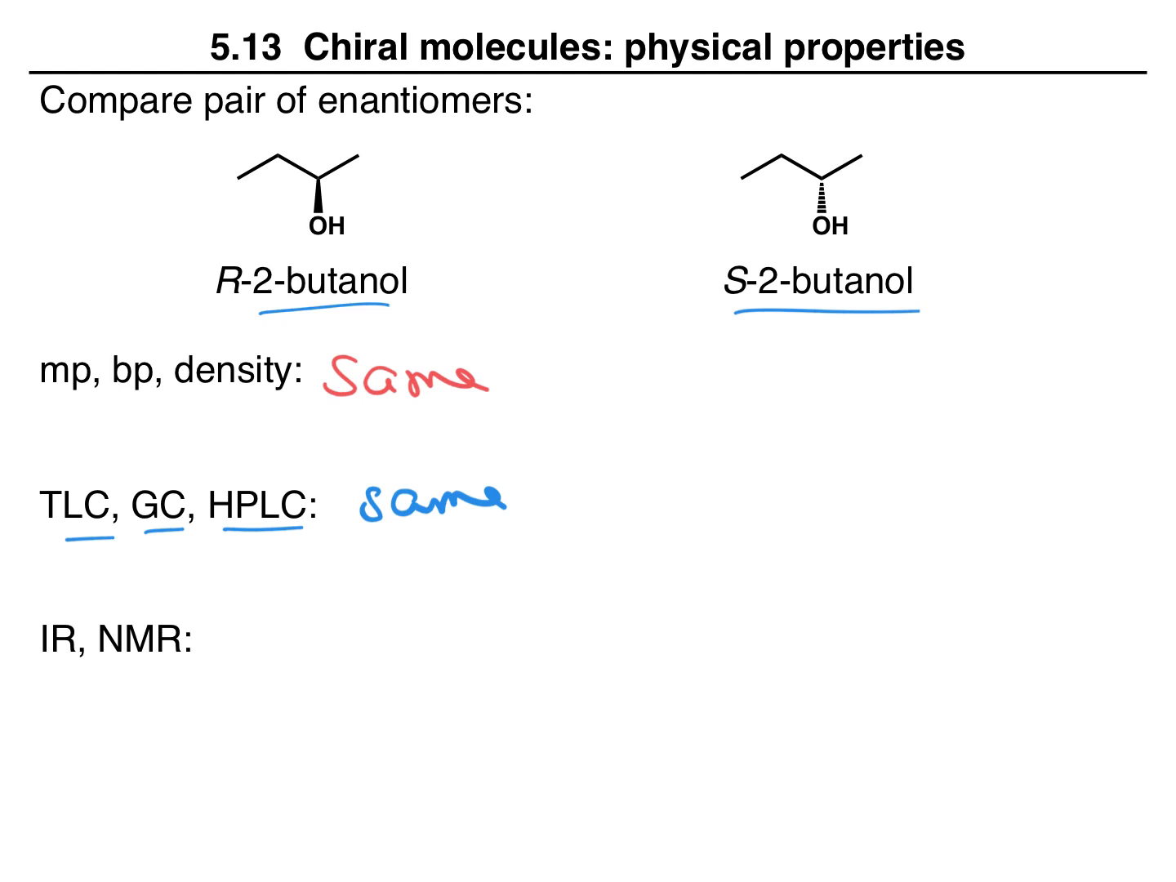Well, IR we've already talked about, looking at bonds and functional groups. Those bonds are the same in both molecules. NMR is based on the proton environment. That's going to be identical. And so the spectra are going to be the same for both compounds. So all of the physical and spectroscopic properties are the same for a pair of enantiomers, with one exception.